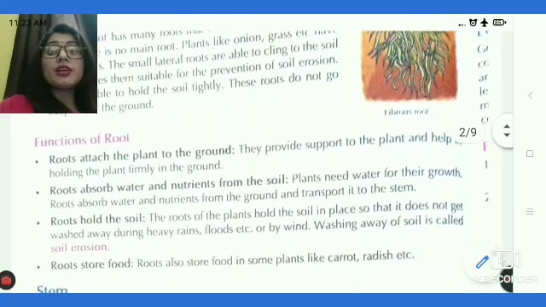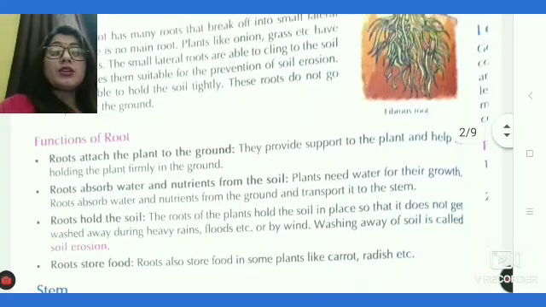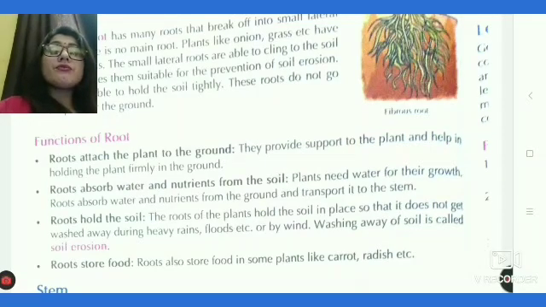Now let's talk about the functions of root. You are already studying it from class 2 about the functions of root. So here we can find that they have just extended few of the functions. So first function, very important function, roots attach the plant to the ground. Roots जो है plant को ground से attach करके रखती हैं. They provide support to the plant and help in holding the plant firmly in the ground.